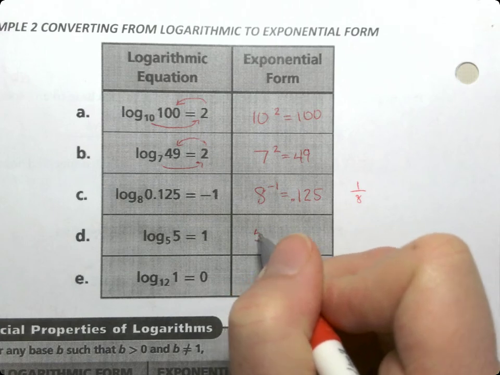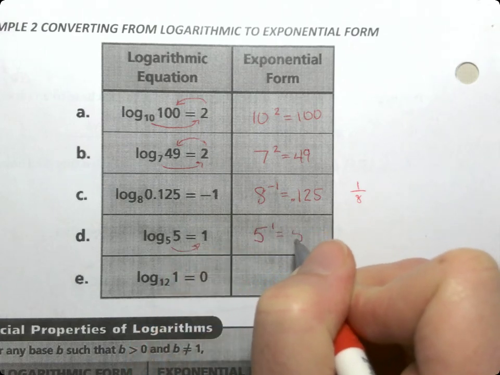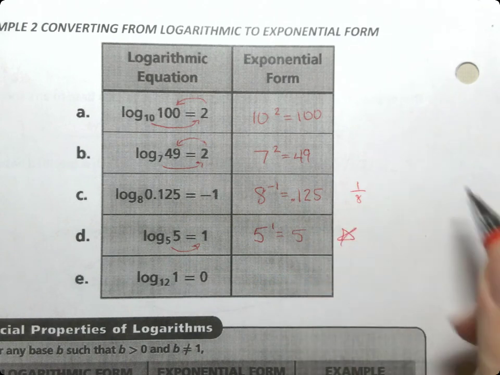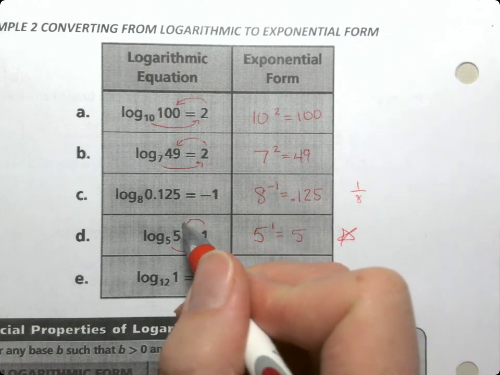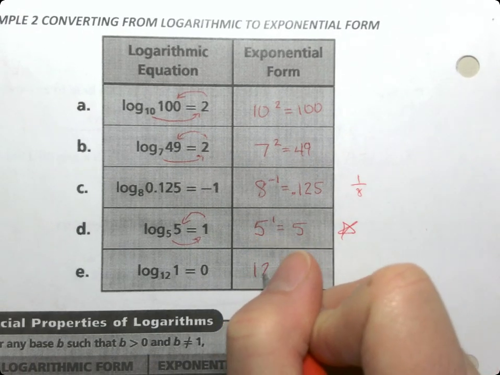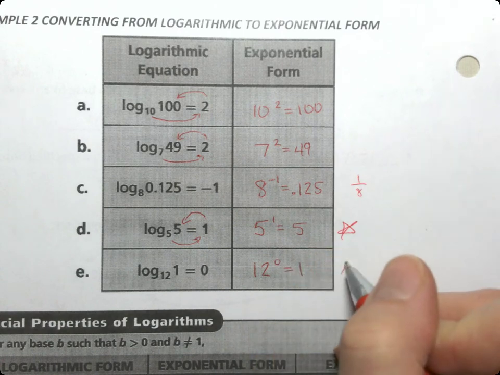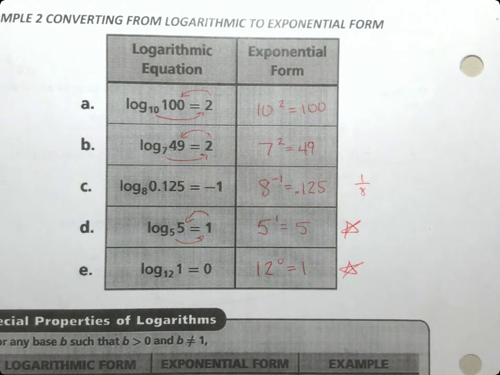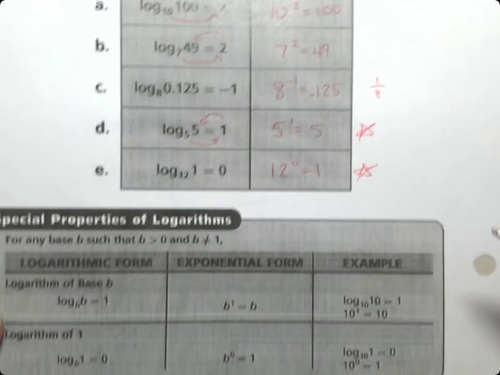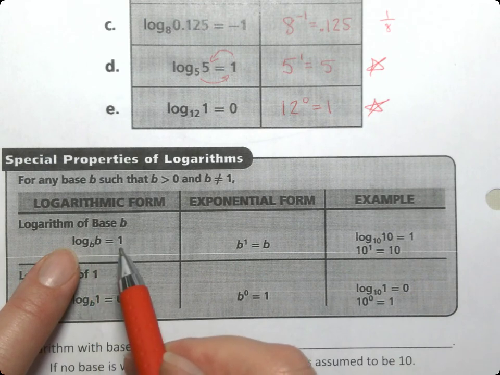Base is 5. What's the power? 5 to the first is 5. I'm going to put a star beside that because that's, again, a special property. And what about this one? What's my base? 12 to the 0 is 1. Okay. Now, so I'm going to throw these properties right here. If you look down, that's this property right here. Log base b of b will always be 1.